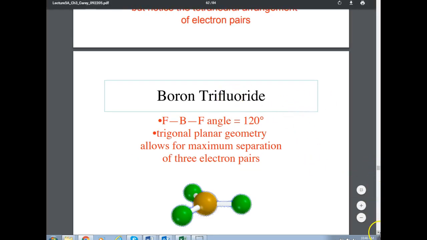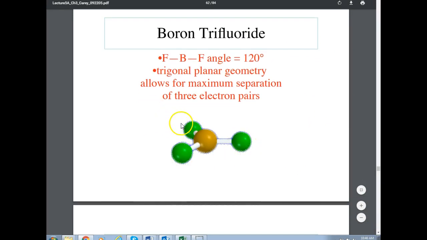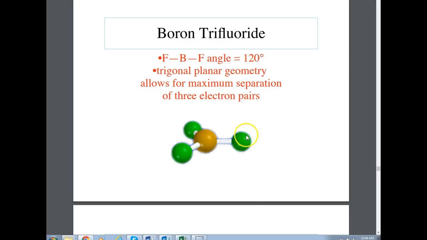This little molecule has no unshared pairs of electrons, so it's flat in 3-dimensional shape. It's planar, which means it's in one plane, and it's got a trigonal planar shape. So 120 degrees makes maximum space between each of the fluorines.